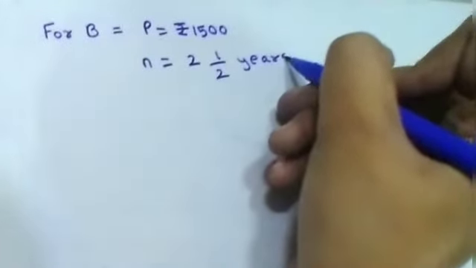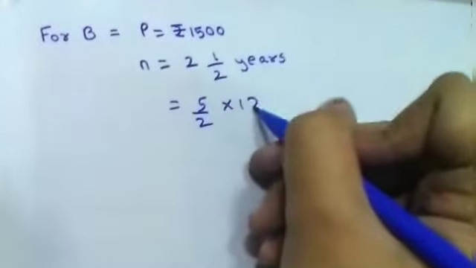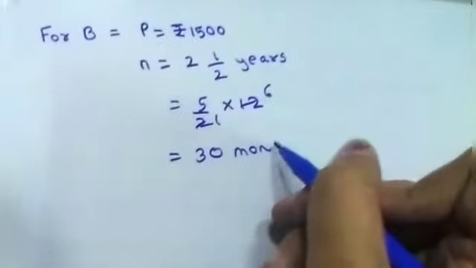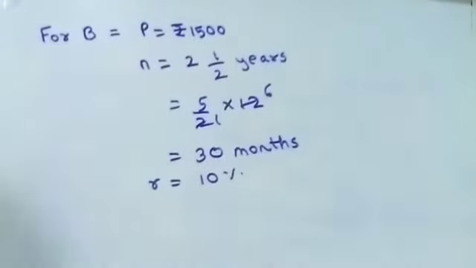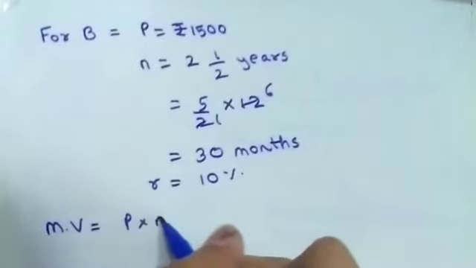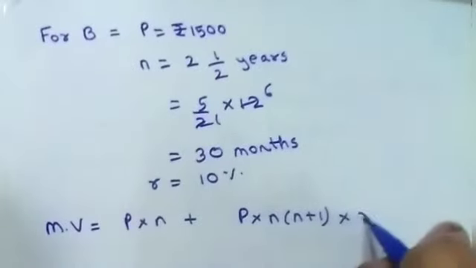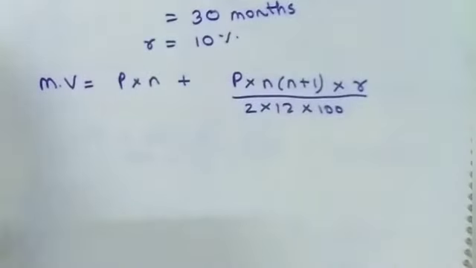So whenever a mixed fraction is given, the first step is to convert it into an improper fraction. So 2 into 2, 4, 4 plus 1, 5, 5 upon 2. 1 year is 12 months, so multiply by 12. 2 ones are 6. 5 into 6 is 30 months. So we got N, and as I had mentioned, they both deposited in the same bank. Therefore rate of interest is the same, which is 10%. Now maturity value is equal to P into N plus P into N plus 1 into R divided by 2 into 12 into 100.